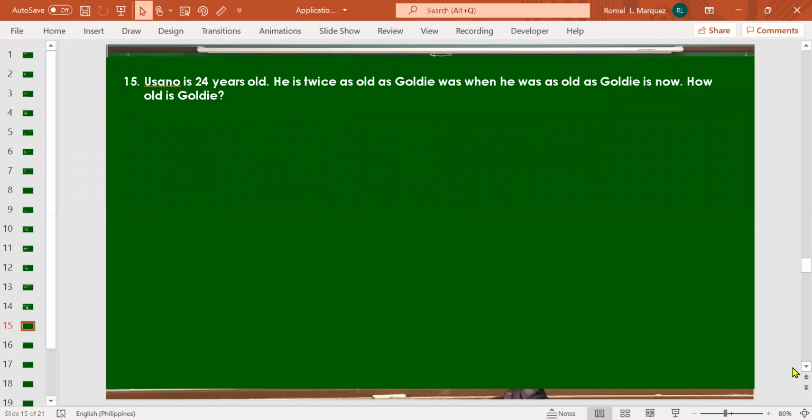What about number 15? Usano is 24 years old. He is twice as old as Goldie was when he was as old as Goldie is now. How old is Goldie?